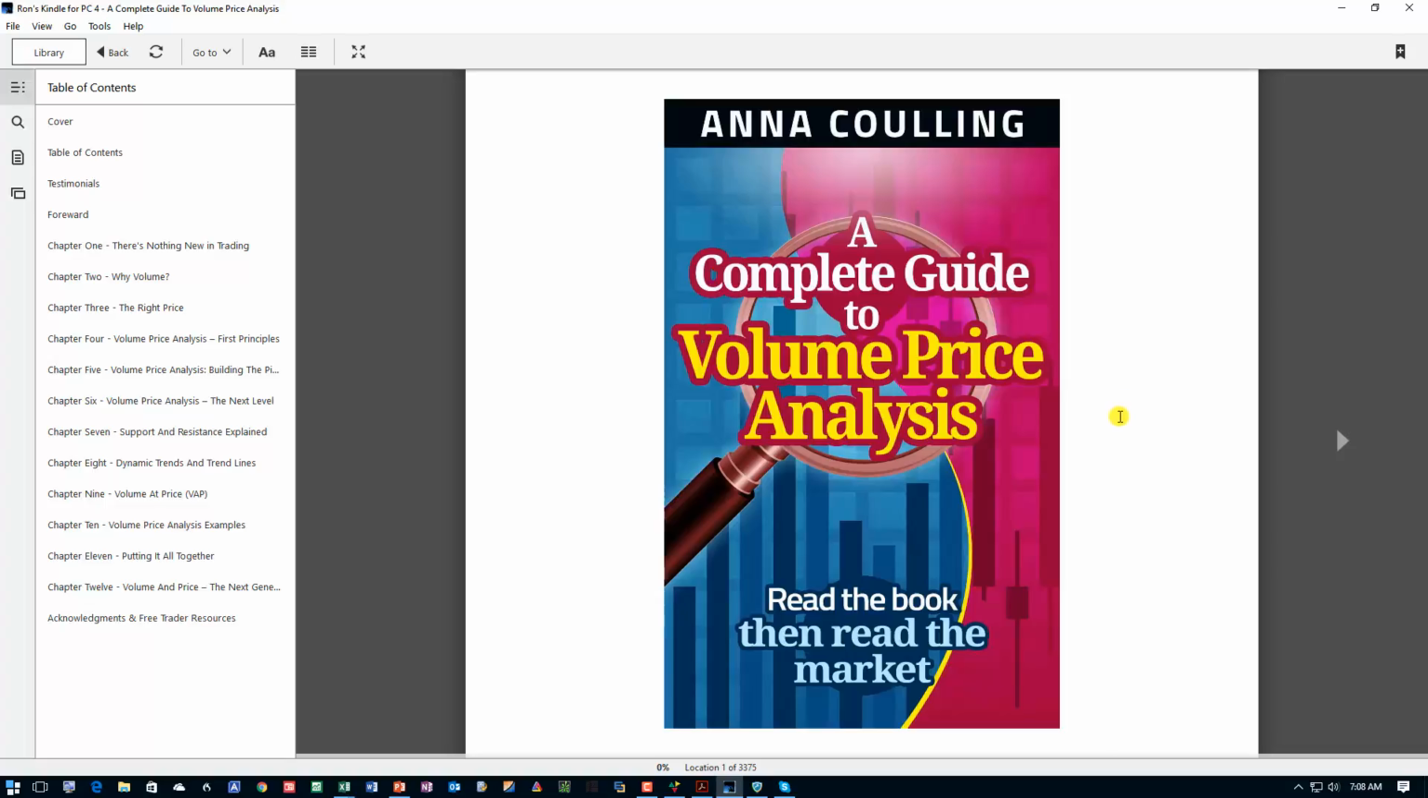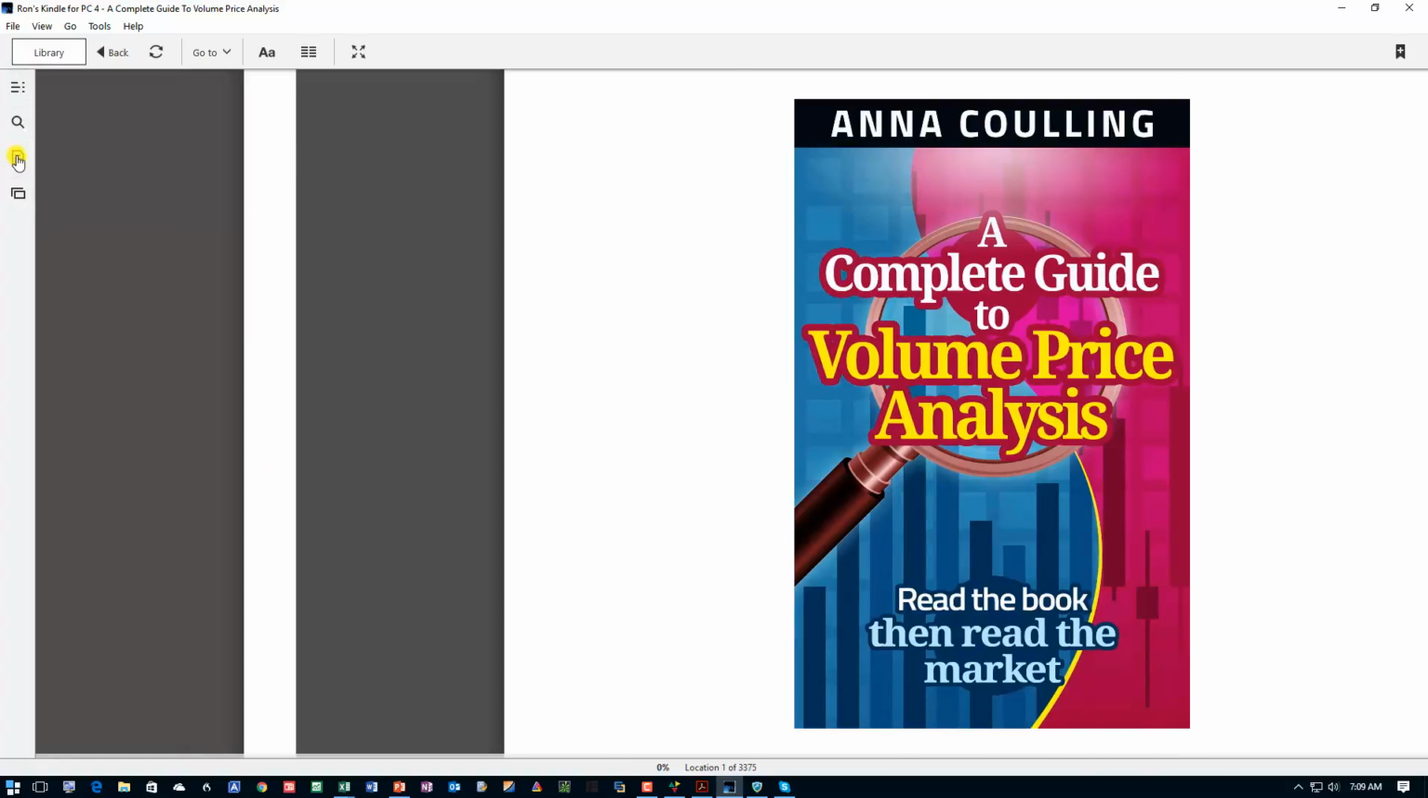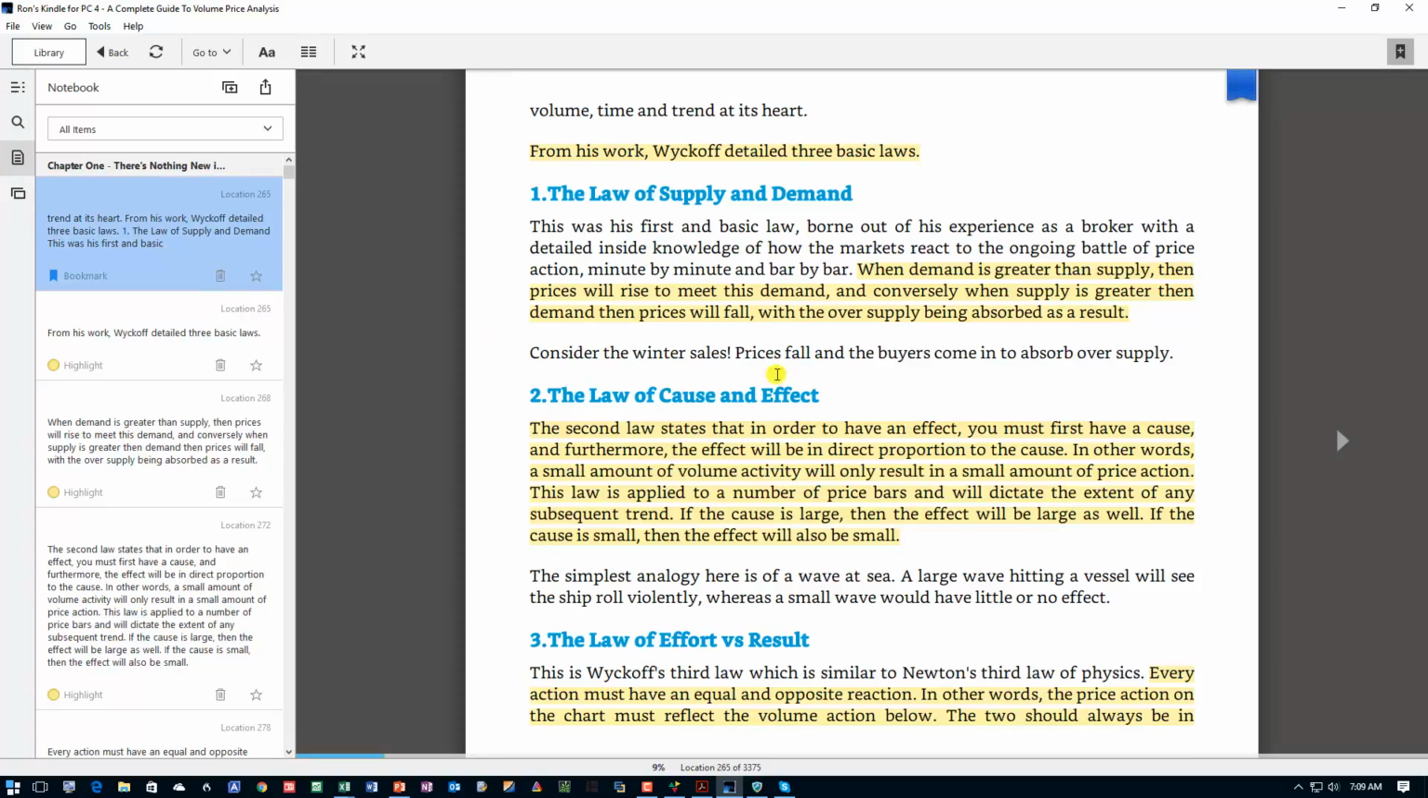Anna's big advantage was that she learned volume price analysis at the beginning, so she was not distracted by all of these other indicators and systems that are out there. She learned to read the tape early on, and this whole thing about stock trading is learning to read the tape. I'm going to quickly go to this page right here because these are Wyckoff principles.